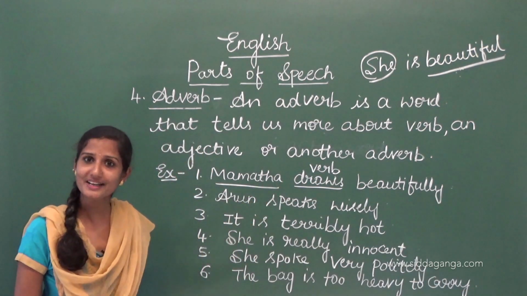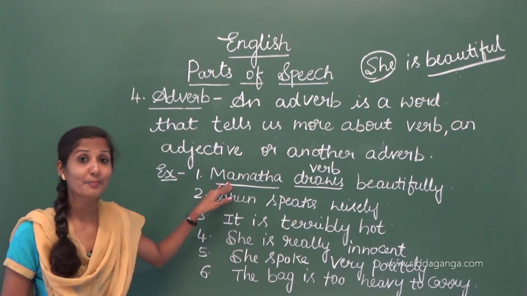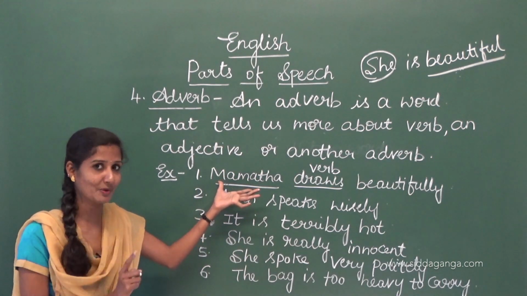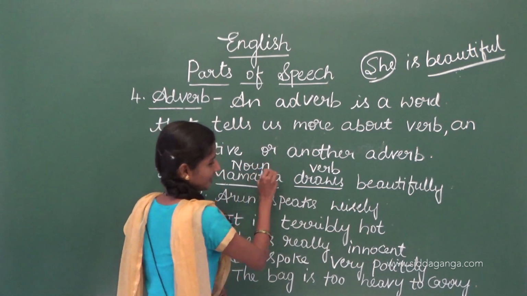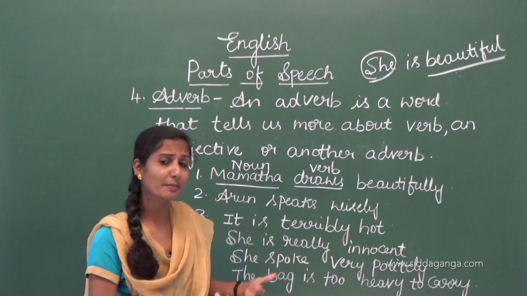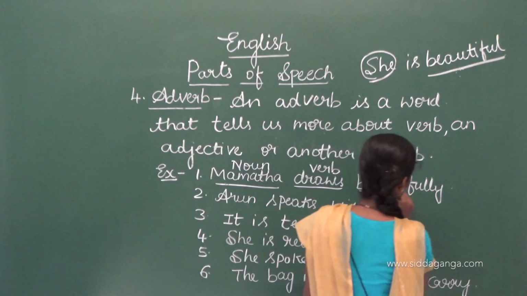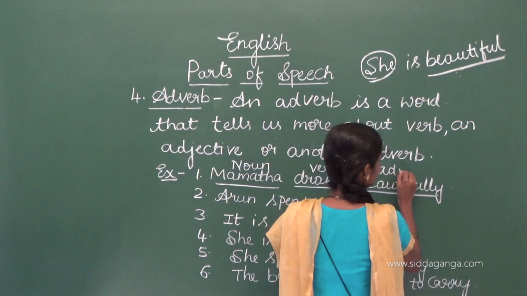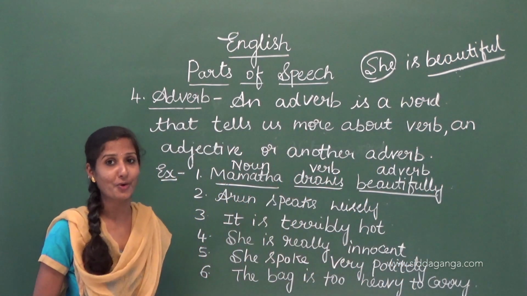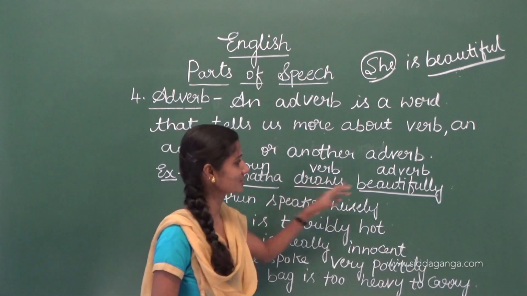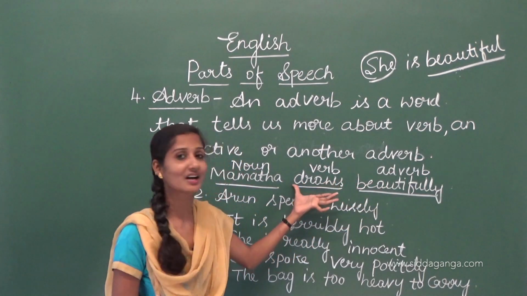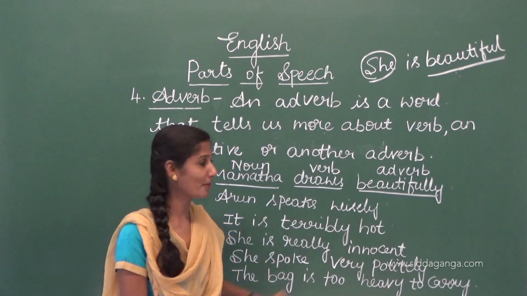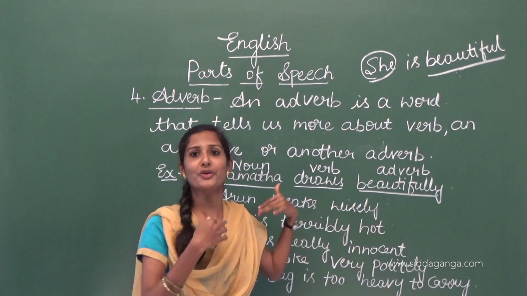Mamata, what is it? It is a noun. Which kind of noun is it? It is a proper noun, because a proper noun is the name given to a particular person. In the previous class you have come to know. Mamata is a proper noun, okay? So draws is the verb. How is the action going on? Beautifully. Then beautifully is an example for adverb, because this word is telling us about the verb. It is telling us how the action is going on. Have you understood? So Mamata draws beautifully. Beautifully, this word is telling us about the verb. A word which tells us more about the verb is called an adverb. How is it going on? It is going on very beautifully. Okay.